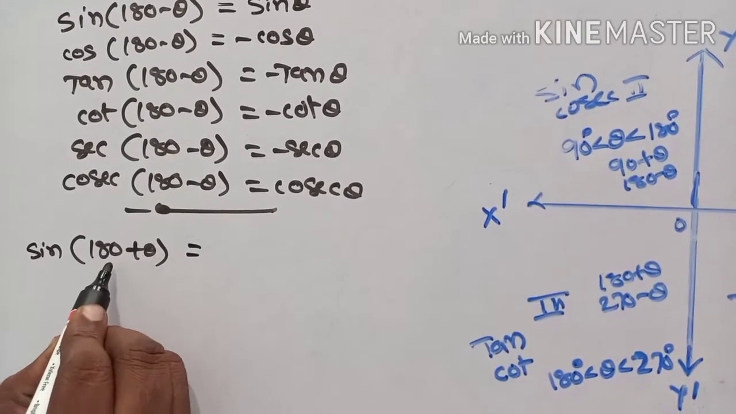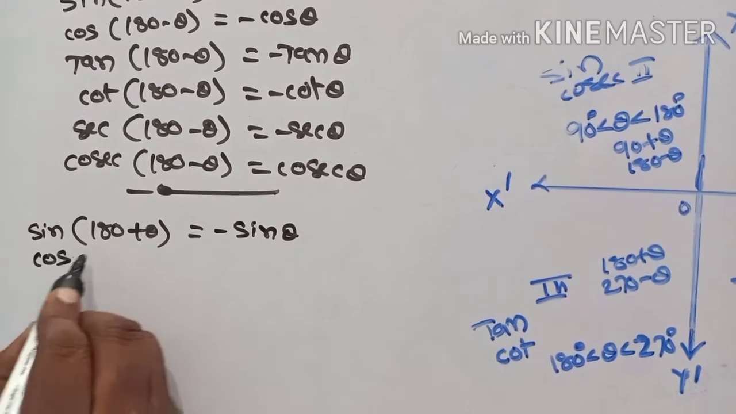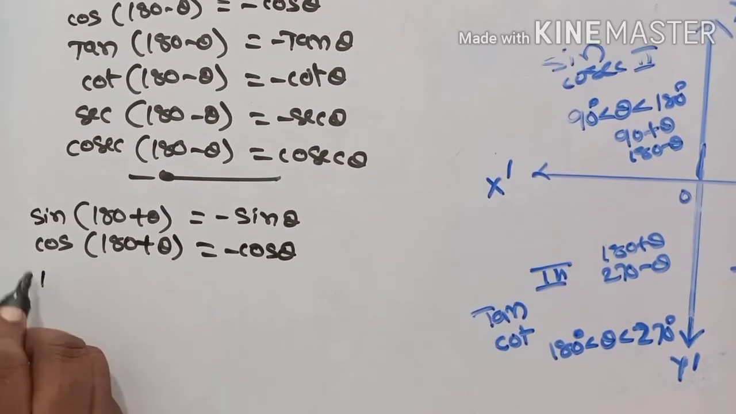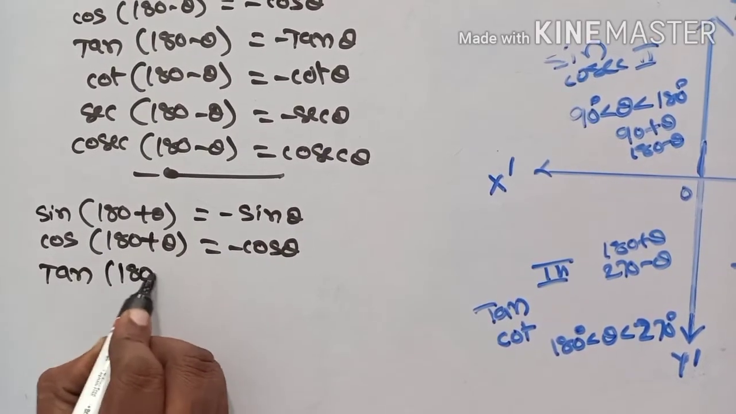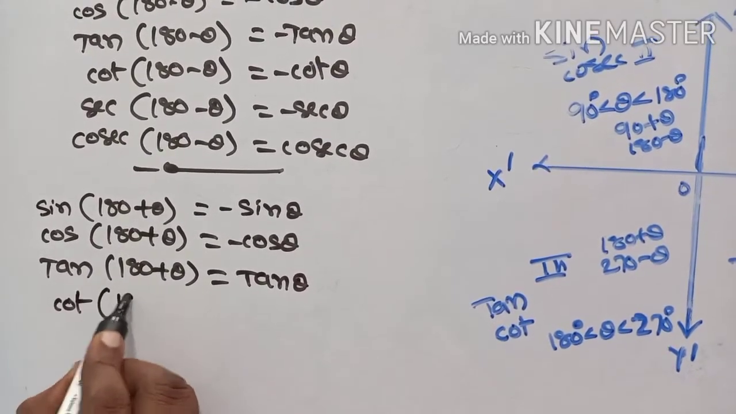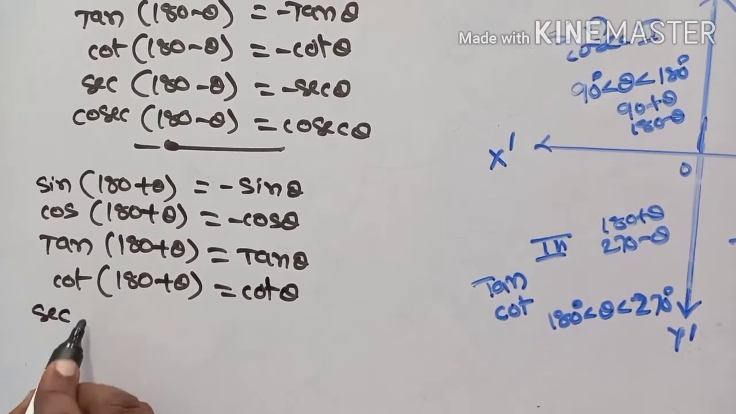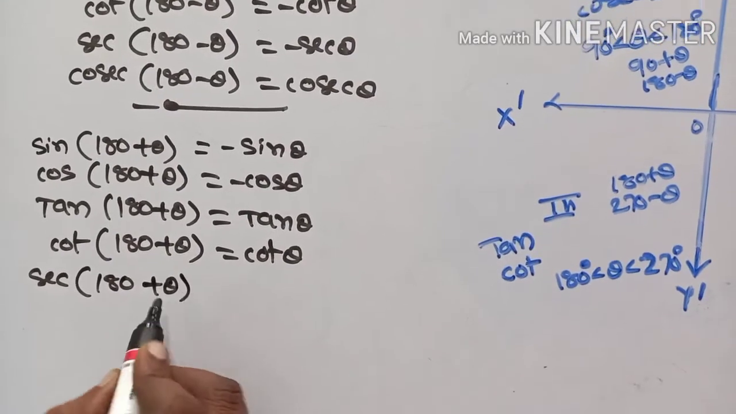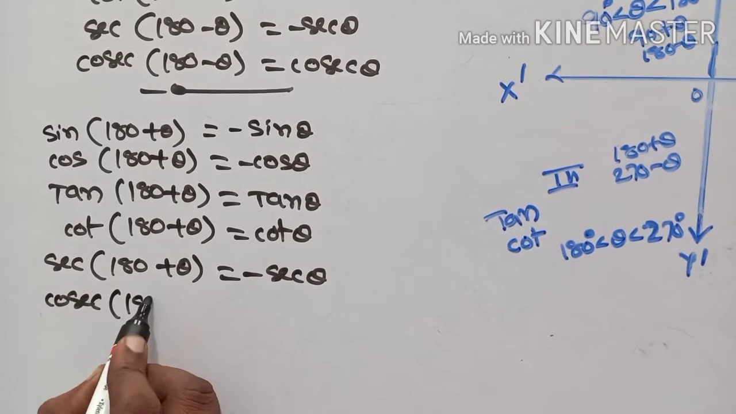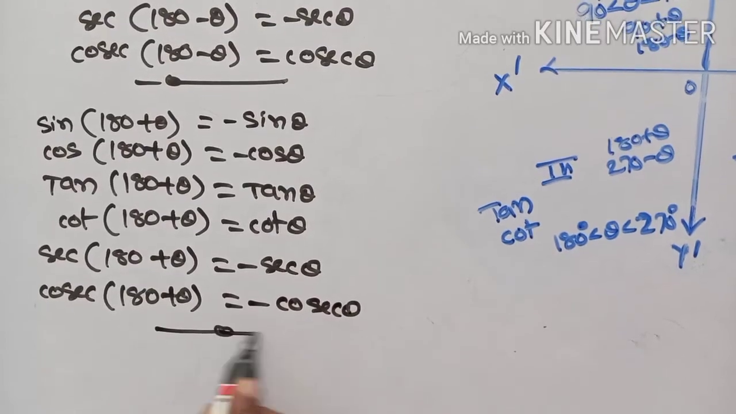Sin 180 plus theta is in the third quadrant, negative, so minus sin theta. Cos 180 plus theta is minus cos theta. Tan 180 plus theta in the third quadrant is positive, tan theta. Cot 180 plus theta is cot theta. Sec 180 plus theta is minus sec theta. Cosec 180 plus theta is minus cosec theta. That's enough.